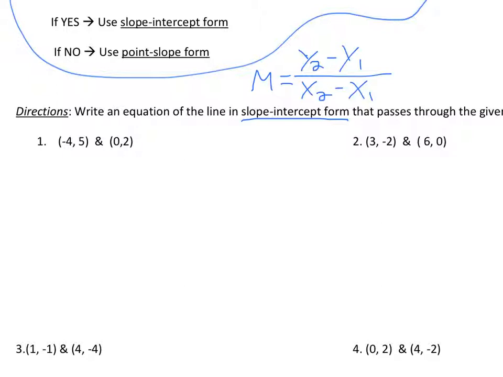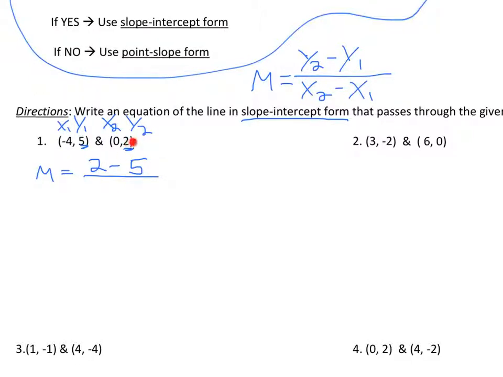So if I looked at number 1, I could say the first point, the negative 4 is x sub 1, the 5 is y sub 1. For the 0, I'm going to say that's x sub 2, and for the 2, that's y sub 2. So I'm going to find the slope by using this formula. So I'm going to have m equals, in the top, I'm going to subtract the y's, which are 2 and 5. So I'm going to put 2 minus 5.